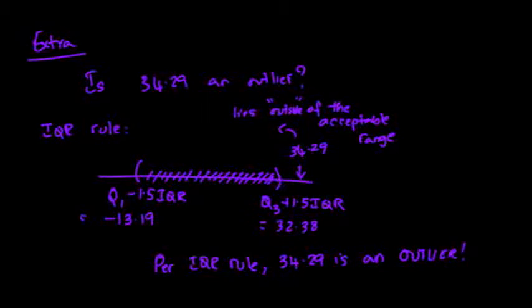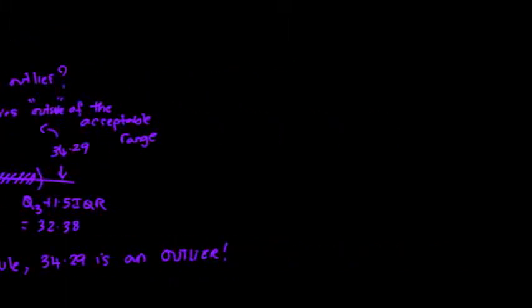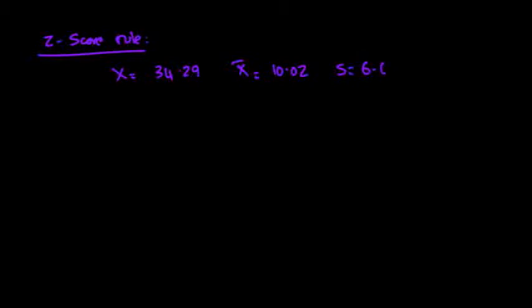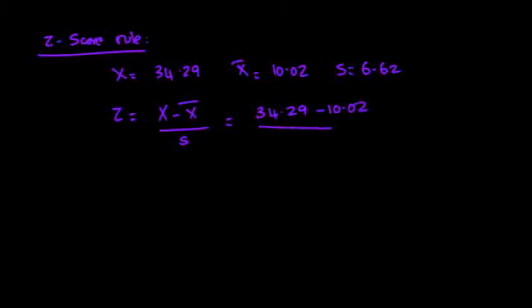Now, I use the last problem here, and we can do the same problem using z-score rule. And what answer should we expect? Well, let's say we get a z-score over 3. So if we use the z-score rule, x is 34.29, x bar is 10.02, standard deviation is 6.62. I'd like to find the z-score, which is x minus x bar over s. So 34.29 minus 10.02 divided by 6.62. 34.29 minus 10.02 is 24.27. Divide that by 6.62. I'm expecting a number close to 4, maybe 3.8.